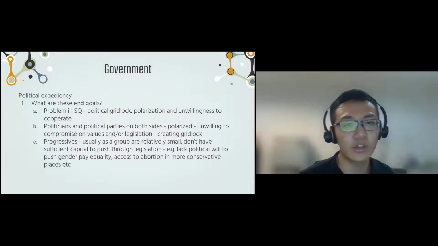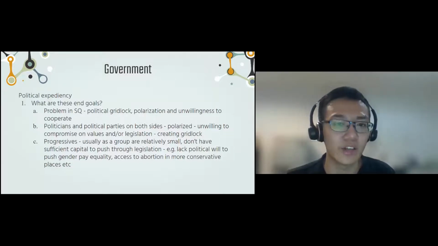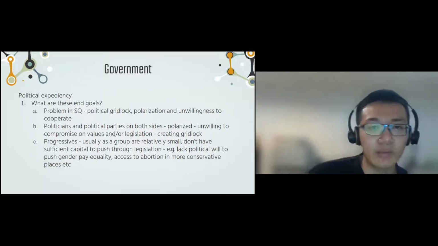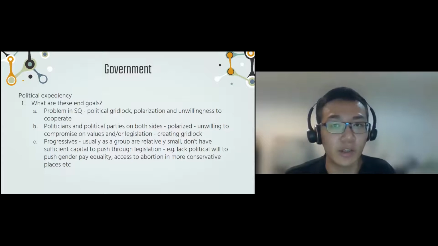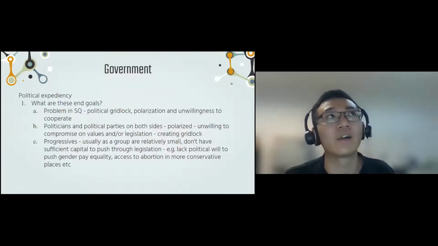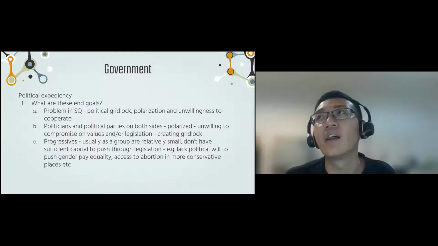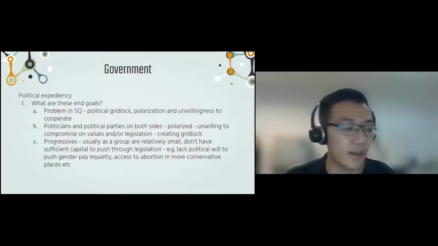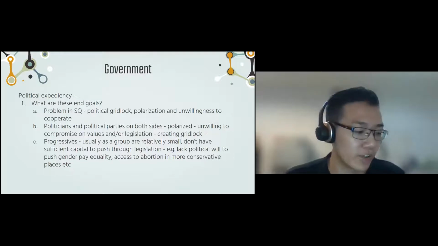I don't think there's any shortage of examples here. So things like labor unions, things like gender equality, things like public funding for gender reassignment surgery for the trans community, things like access to abortion, things like anti-discrimination laws, anti-harassment policies by corporations. These are all things that the progressive movements are trying to fight for.